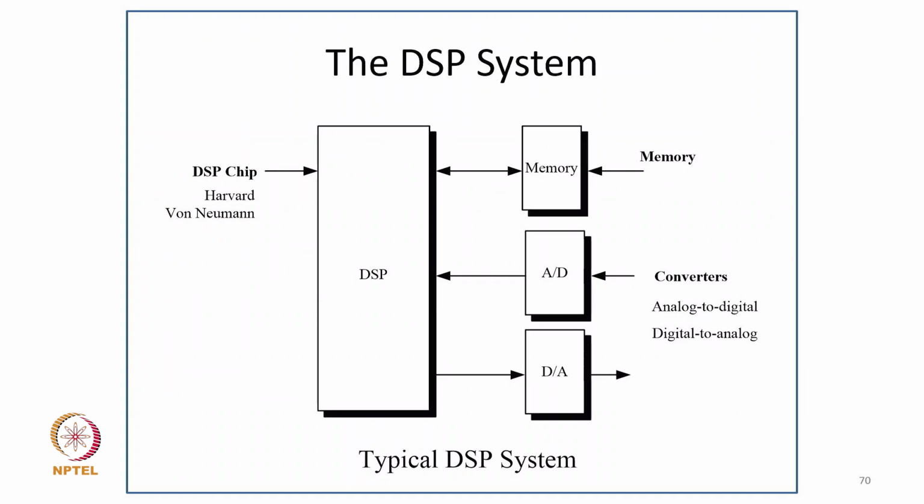So a typical DSP system consists of a DSP chip with the Harvard or von Neumann architecture, then we have a memory interface, then A to D converters and D to A converters for interfacing with the outside world or with other processors.